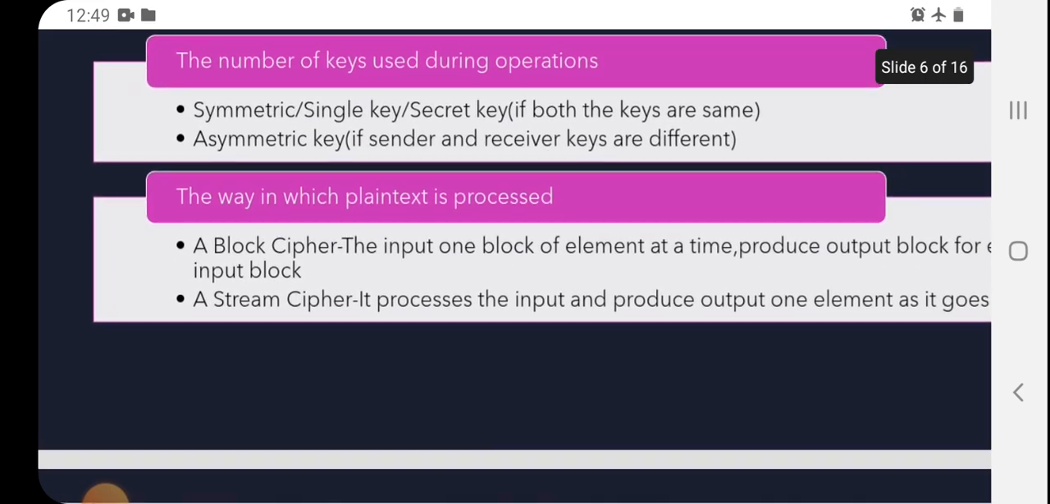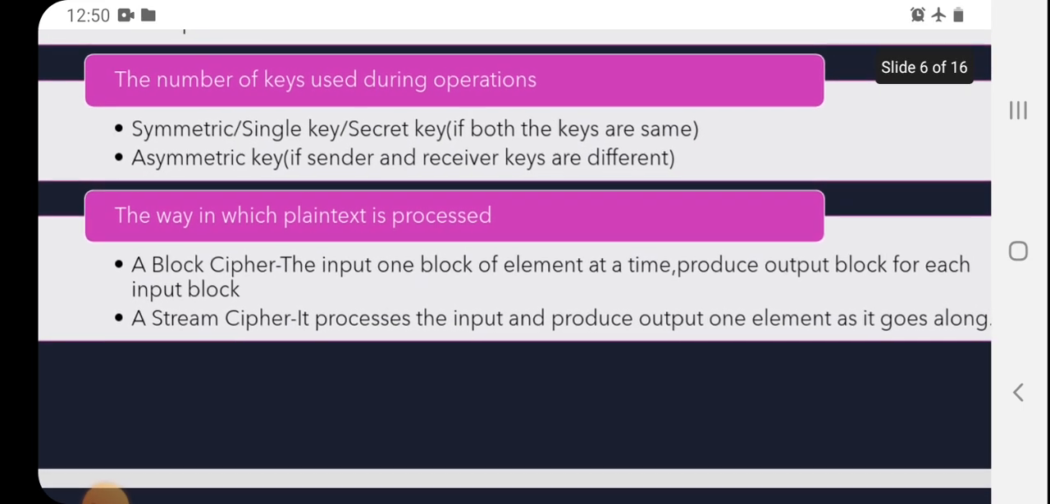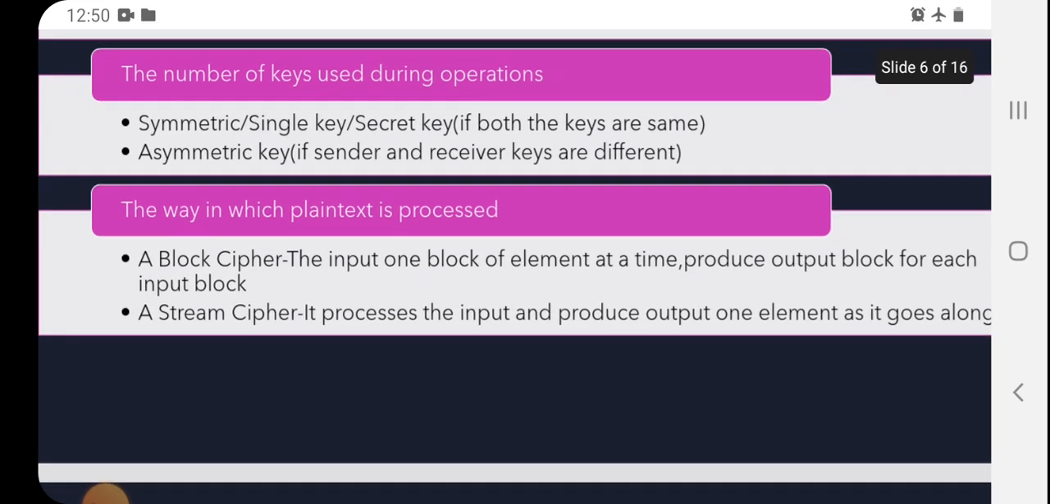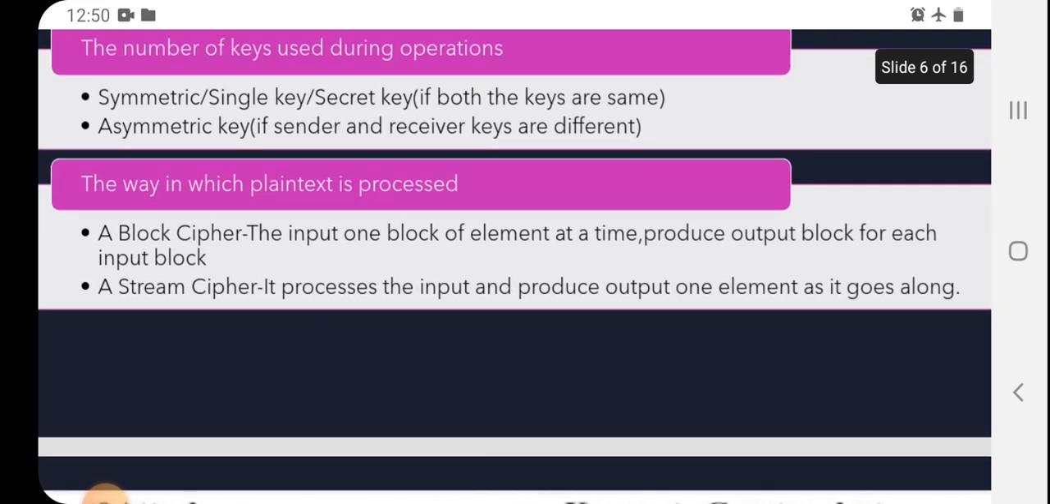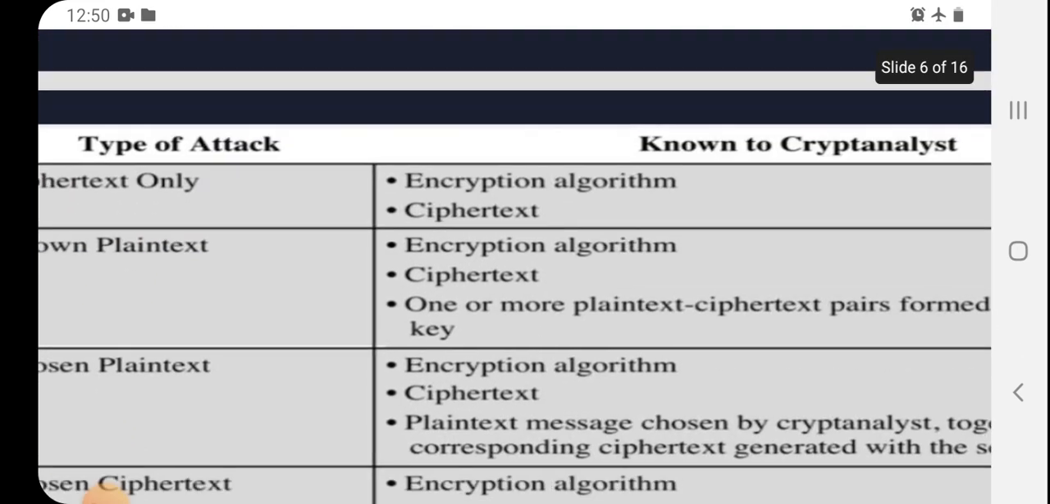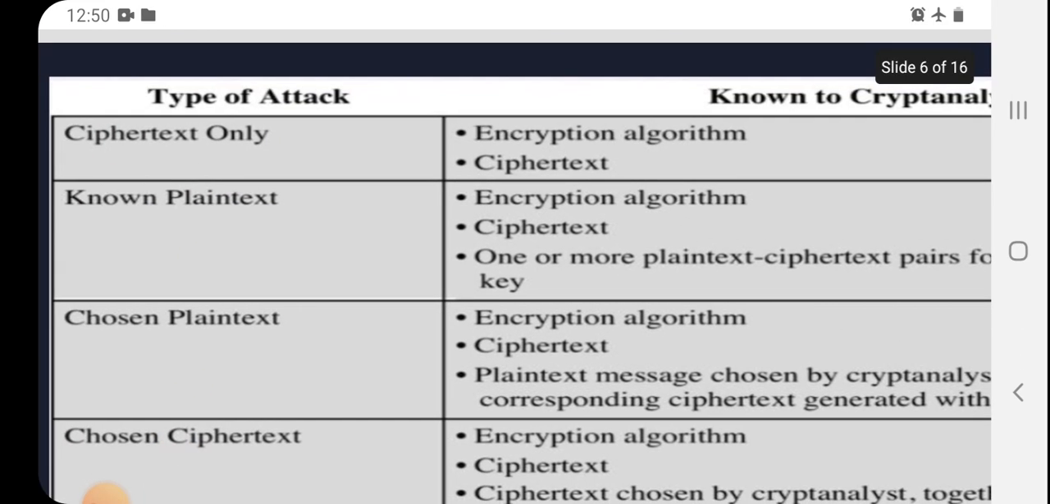Then there is the way in which the plain text is processed. A block cipher takes the input one block of elements at a time and produces an output block for each input block. A stream cipher processes the input and produces an output one element at a time as it goes along. So these are the various types of attack.